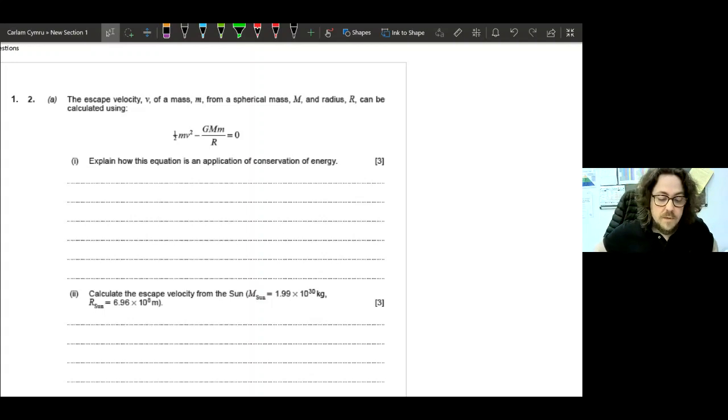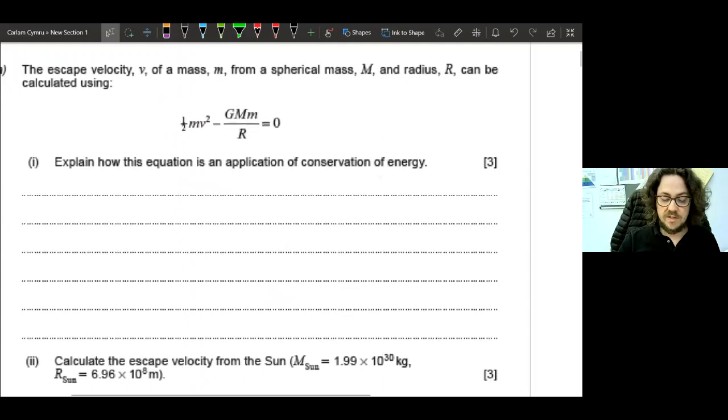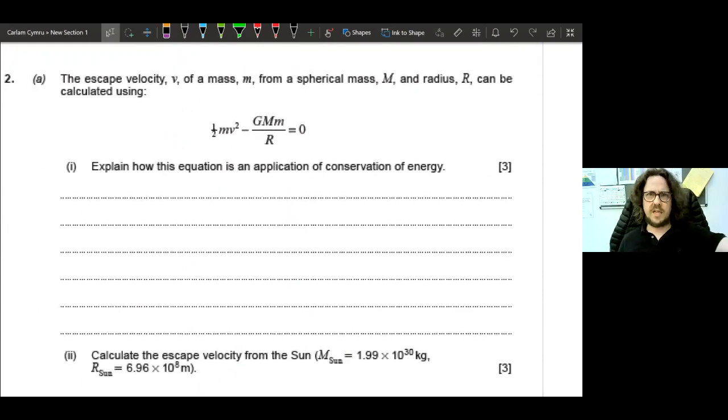So the escape velocity V of a mass m from a spherical mass M and radius R can be calculated using this. Now, escape velocity just means the speed at which something needs to move in order to escape a gravitational field. Theoretically, there is a speed at which I can fire a cannon, for example, straight up. And if I give that cannonball enough velocity, then theoretically it will have enough kinetic energy to leave the Earth's gravitational field entirely. If I fire it with a certain speed, it'll go up so far and then fall back down. But if I fire it with enough speed, there'll be a point where it just leaves. It gets further and further away, it keeps on slowing down, but it ultimately escapes. That's what we call the escape velocity.